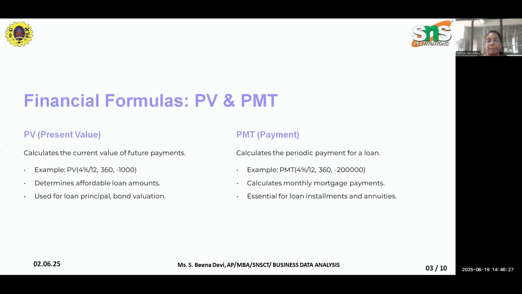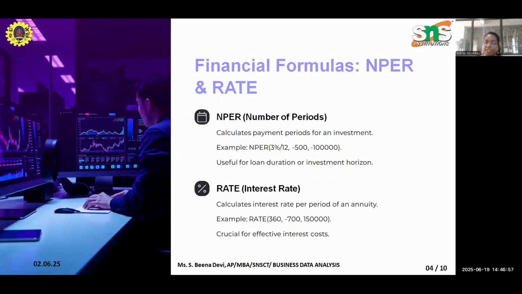And next comes the payment. This is what we use for the EMI, the monthly installment payment. For this, the details we need to enter are again the rate of interest, calculated per year, so 4% divided by 12, and 360 months. Also the loan amount, say for example 2 lakhs. So for 2 lakhs, what will be the monthly EMI? To calculate that, we need to enter all these details so that you will get the PV and the PMT value.